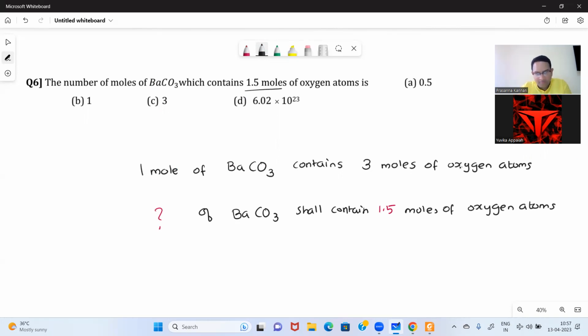What do you expect, Yuvika? 1 by 2. 0.5. So 0.5 moles of barium carbonate will contain 1.5 moles of oxygen atoms. Clear, Viveka? Excellent. You note it down? Yes. We'll go to the next question.